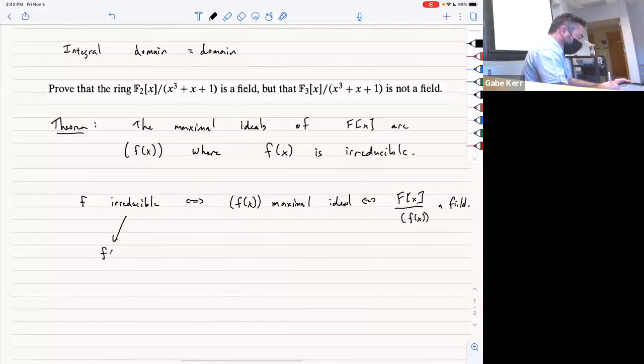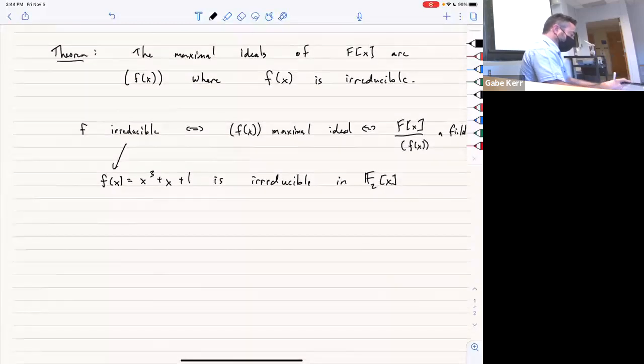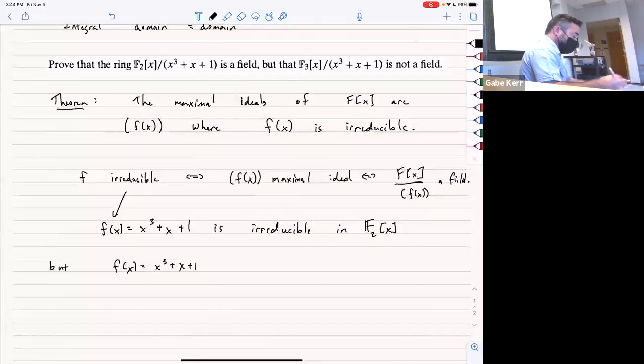So we want to check f(x). The problem is saying show that this is irreducible over F2 and F3. You notice that this is the same polynomial, right? Reducible, which means not irreducible. How would you do that?